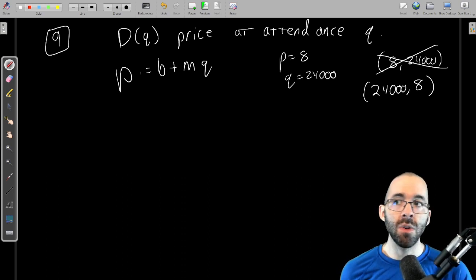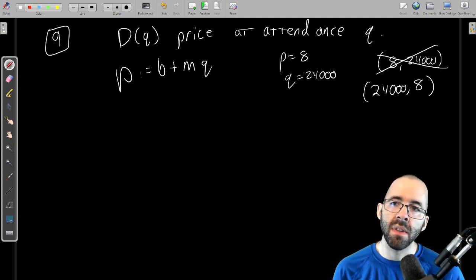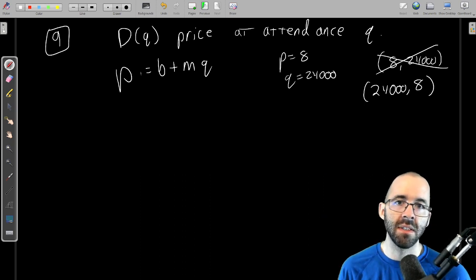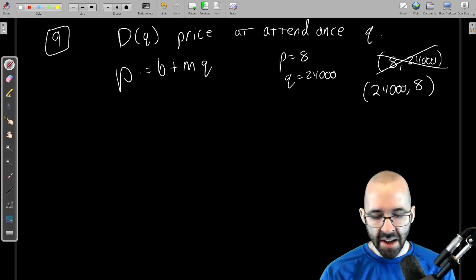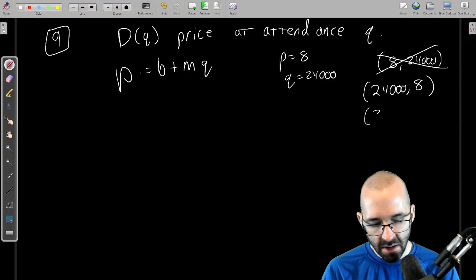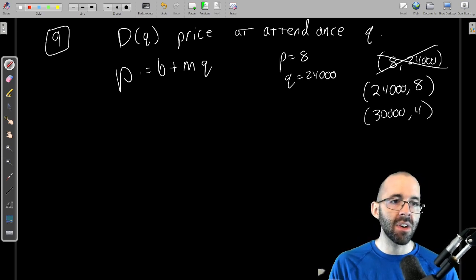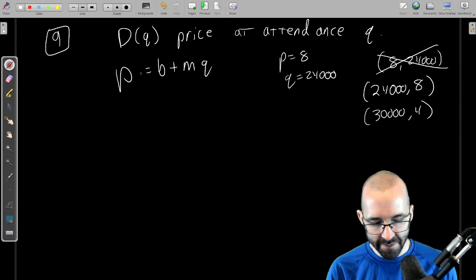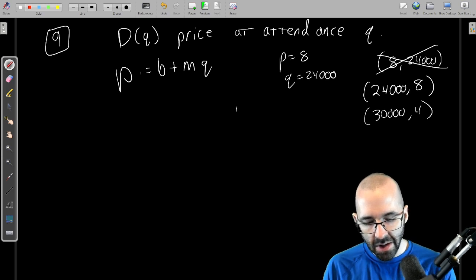Let's say you own this stadium, or you're managing it, and you're saying, okay, if I want this many people to show up, what price do I have to charge? That's how we're going to do it. The other piece of information was that a price of $4 gave an attendance of 30,000, on average. So maybe they took a couple of data points, did a few different weeks, and tried to get good, accurate data. So we can use this to find the slope.